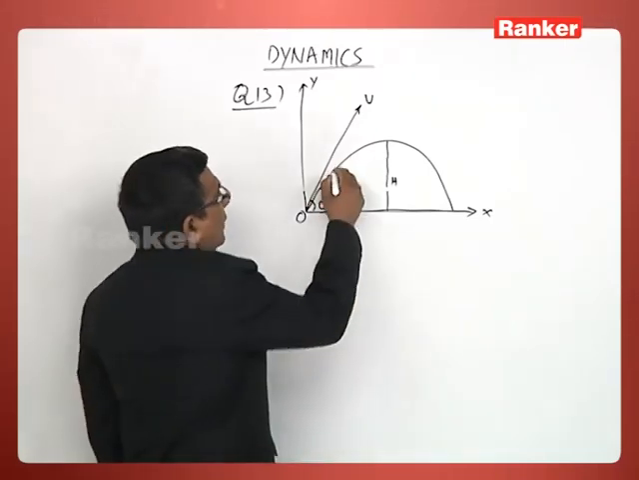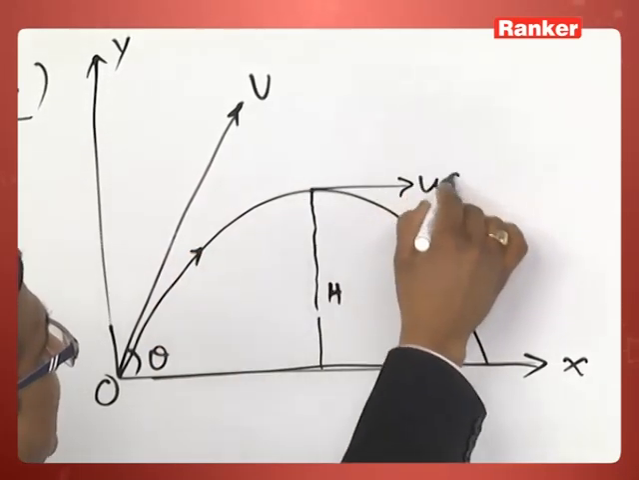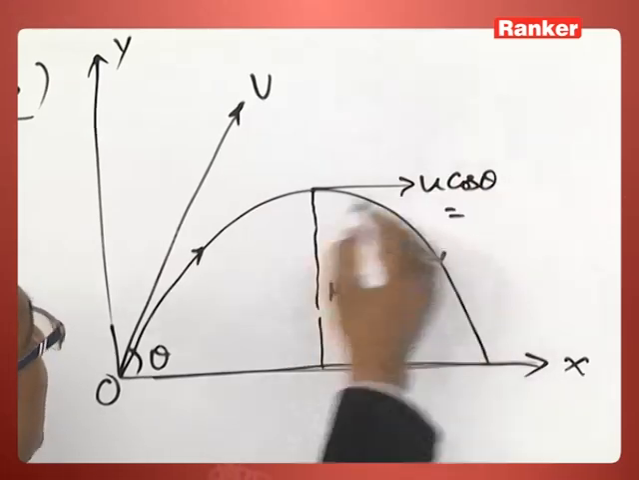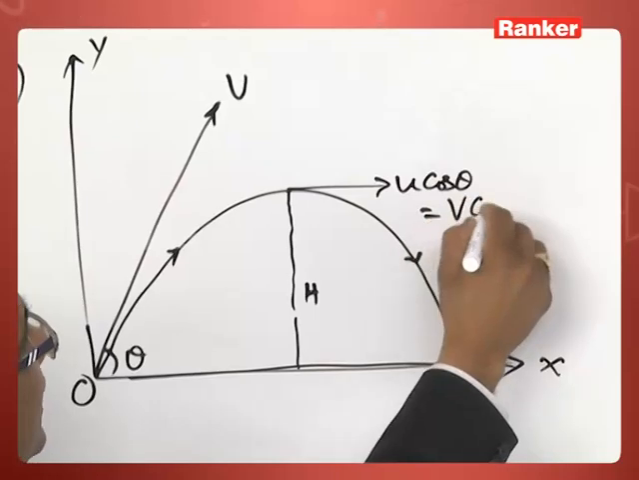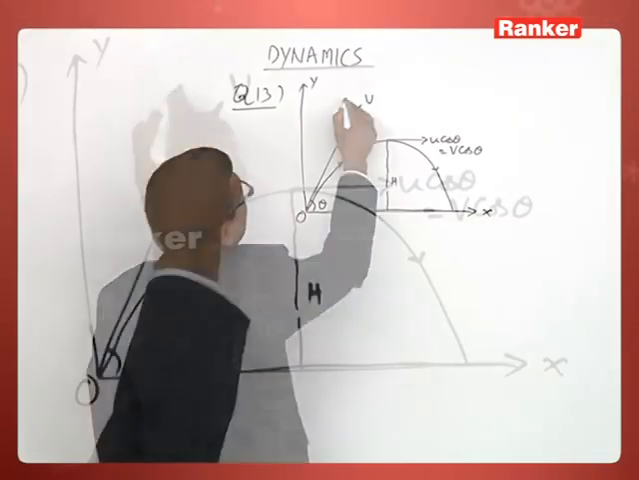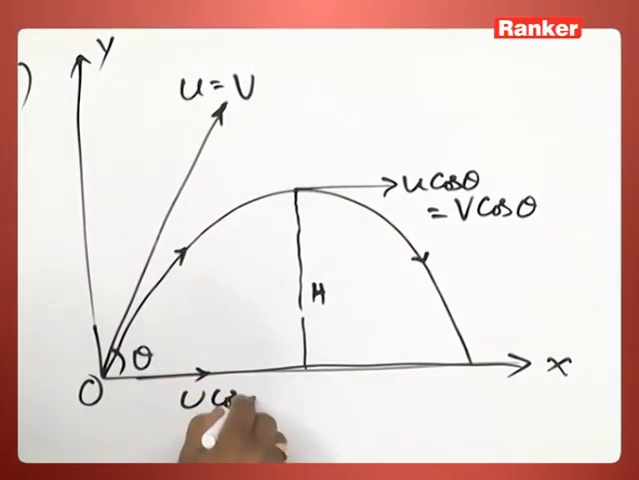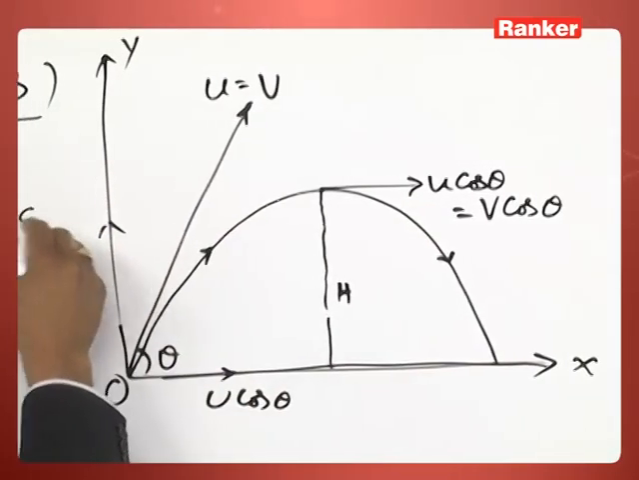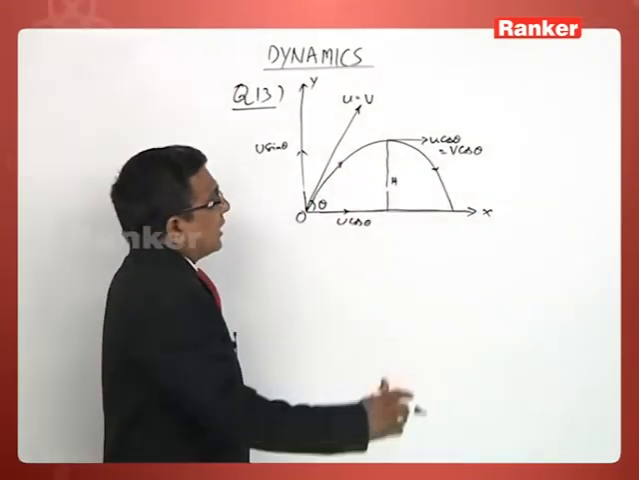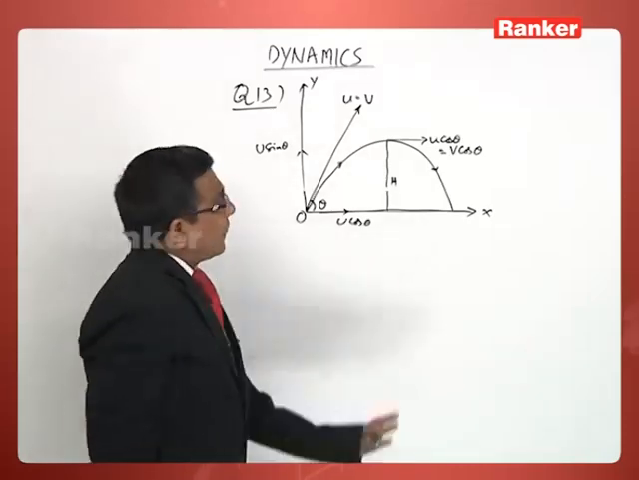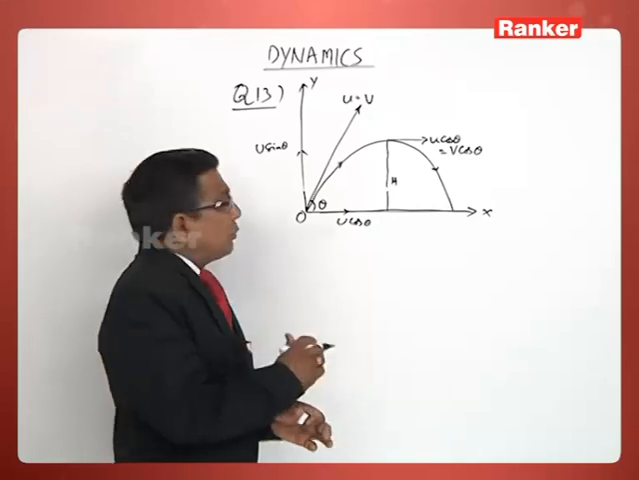As we know, in a parabolic path, at the highest point the velocity will be u cos theta if it is fired with a velocity u. But here it is fired with a velocity v, therefore it can be taken as v cos theta. If you resolve this into two components, u cos theta and u sin theta, in the horizontal direction the velocity remains constant, so the velocity will be v cos theta by the time it reaches the highest point.